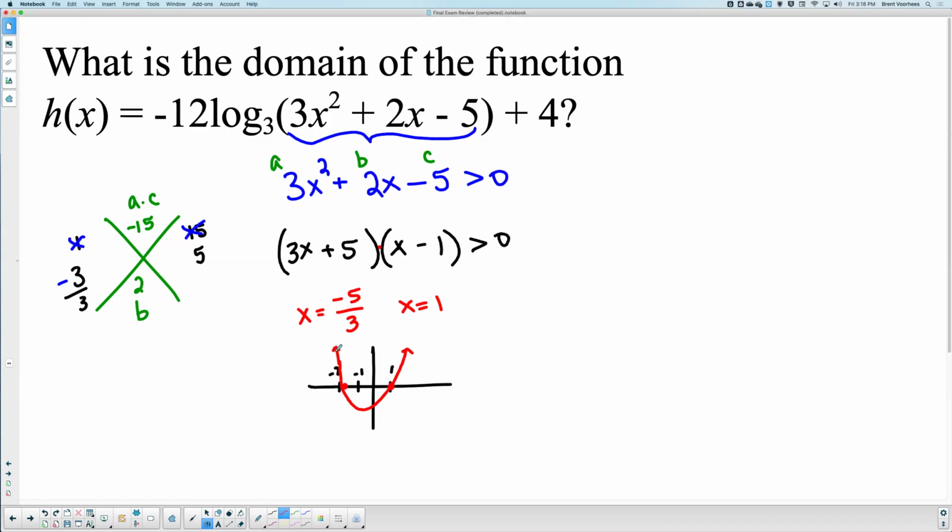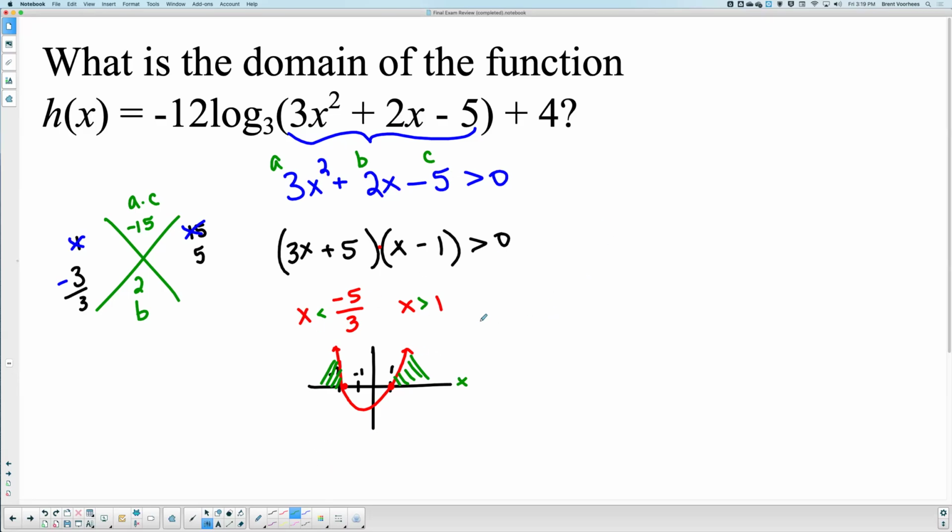And so the intervals where this parabola is greater than 0 are the x values not in between. Those are the values where it's not true. It's the x values outside the window. So the values over here and the values over there. So what that means is we have solutions when x is less than negative 5/3. When x is less than negative 5/3, we'll have a solution area. And when x is greater than 1. When x is greater than 1, this is the x-axis here. That would be our solution set.